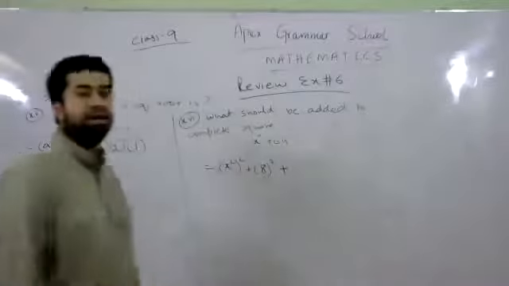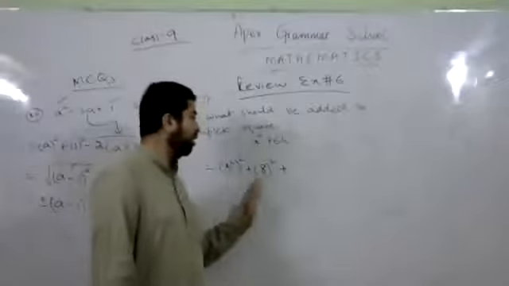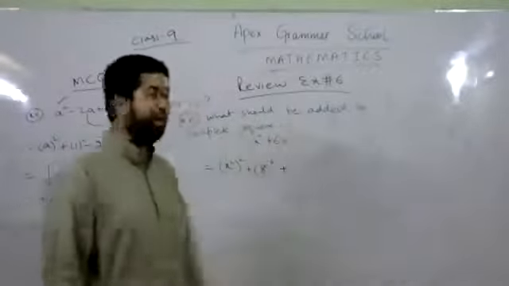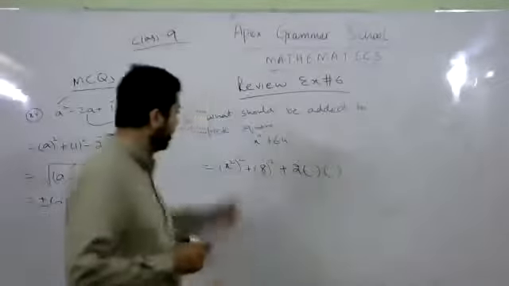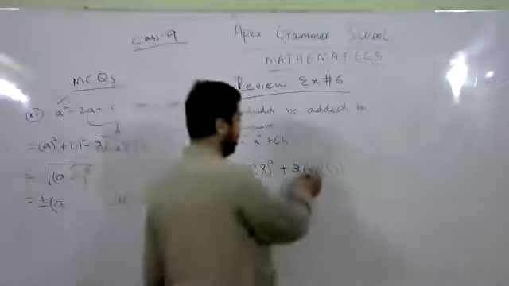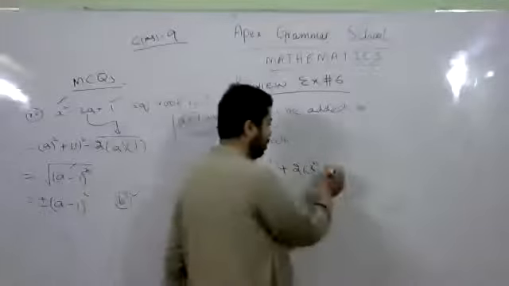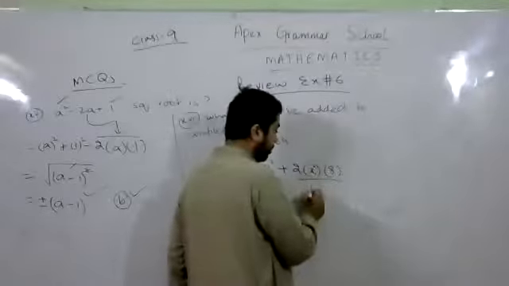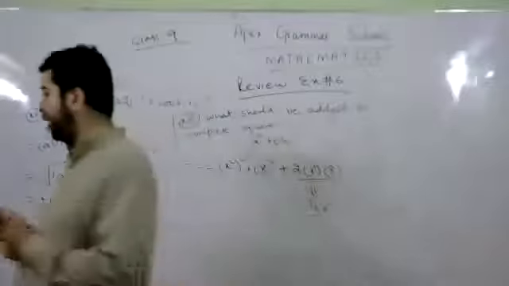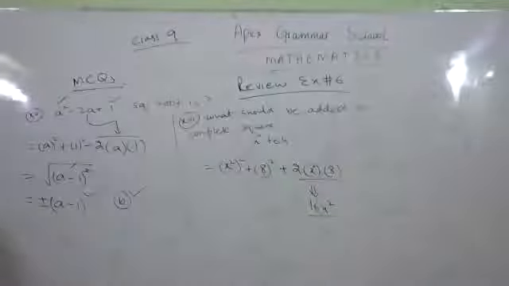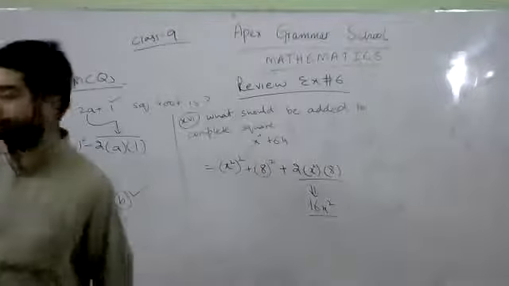what we need to add to make a complete square. So this is a square plus this is b square. After that, we need to write plus 2ab. The value of a here is beneath this square, that is x square, and the value of b is beneath this square, that is 8. 2ab is 16 x square. So 16 x square we need to add to make it a complete square. So option number C is correct.